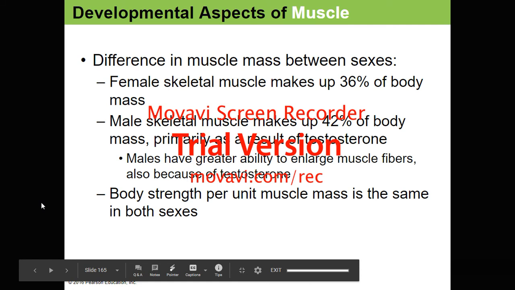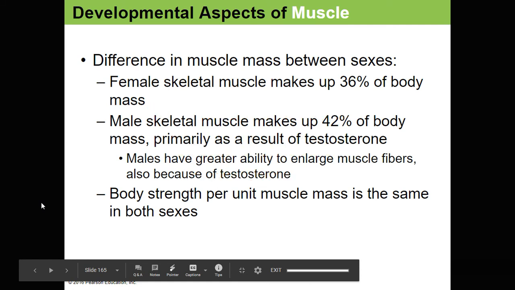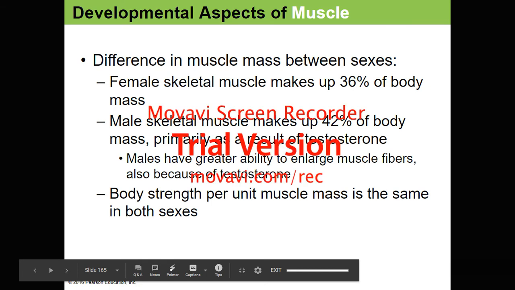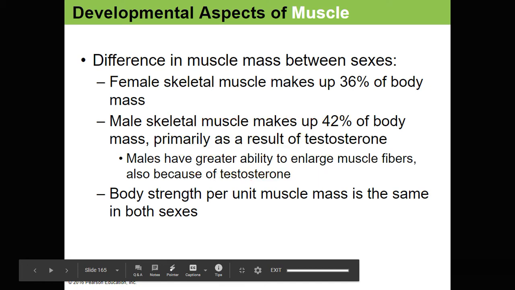All right, so there are differences in muscle mass between sexes. Female skeletal muscle makes up about 36% of their body mass, and male skeletal muscle makes up about 42% of body mass, primarily as a result of testosterone. So males have a greater ability to enlarge muscle fibers, also because of testosterone, and body strength per unit muscle mass is the same in both sexes.